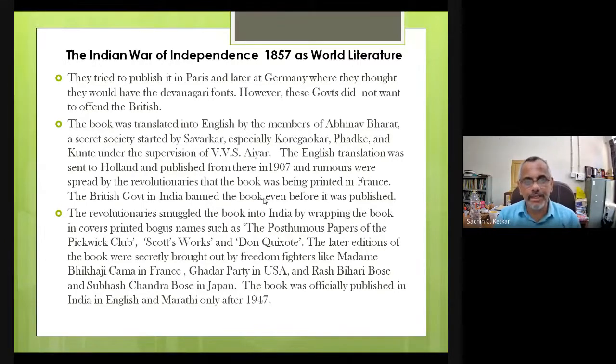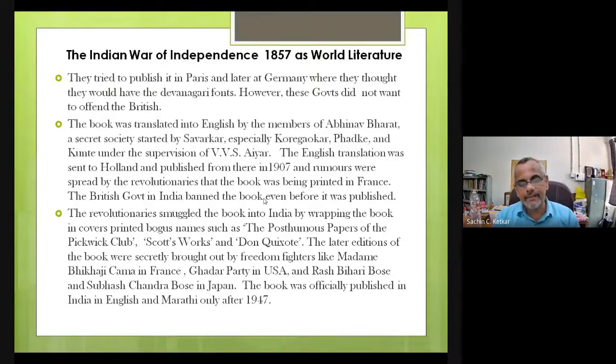They tried to publish it in Paris and later in Germany, where they thought they would have Devanagari fonts, because in Germany many Sanskrit books had been printed. But the governments of Germany and Paris did not want to offend the British, and so they refused to publish the book in Marathi in Germany and in Paris.